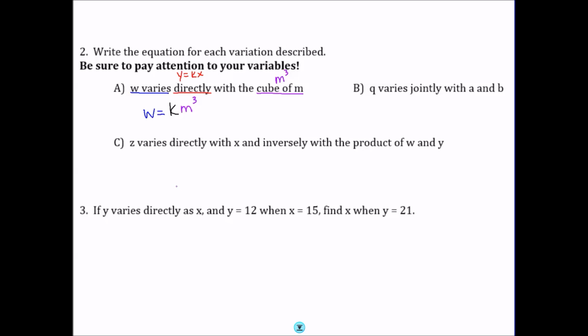Let's look at the next one. Q varies jointly with A and B. So jointly tells us that we're going to be using the formula z equals kxy. Q varies tells us we're going to have q equals, and then A and B are our other variables. So our formula is going to be q equals k times A times B.